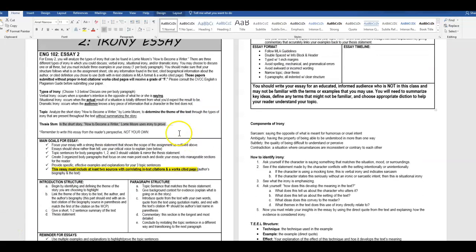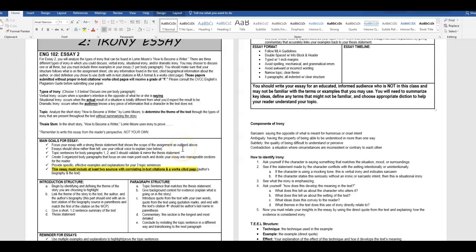Back to the description sheet. Remember to write this essay from a reader's perspective, not your own. This means that you cannot use the words I, me, we, you, your, us, or our anywhere in your paper. You're going to focus your essay with a strong thesis statement that shows the scope of the assignment as outlined above. If you do what I tell you to do in this thesis stem, you're going to do that fine.